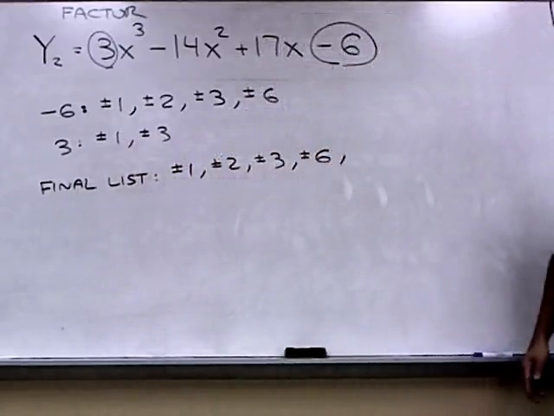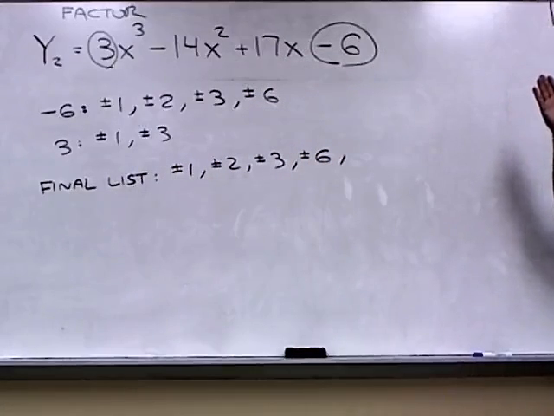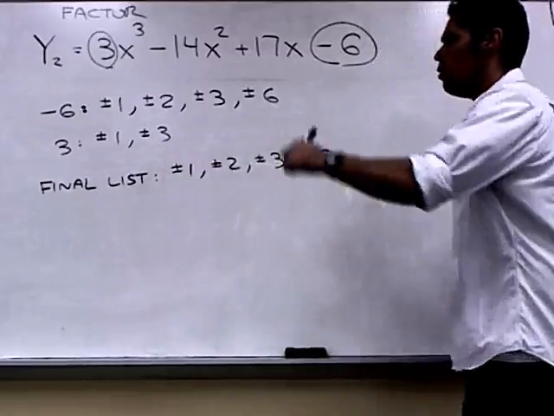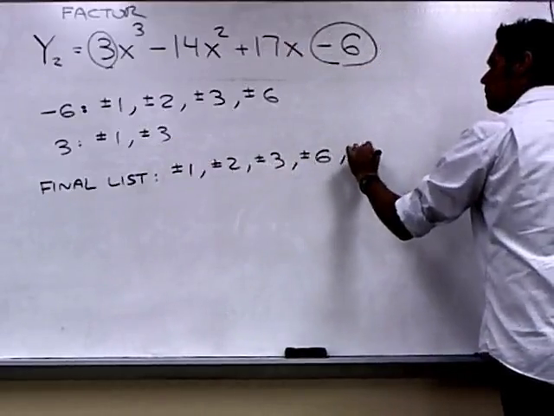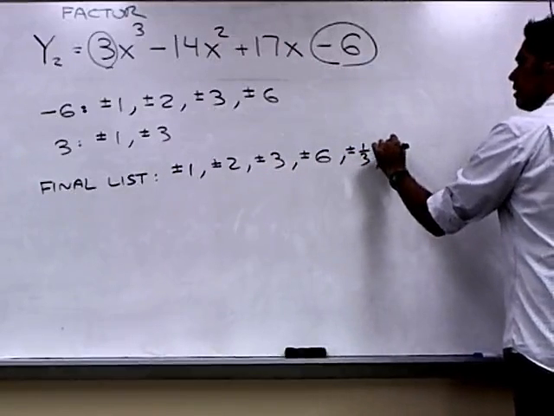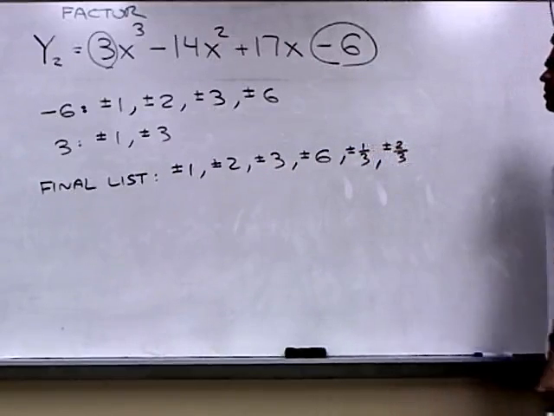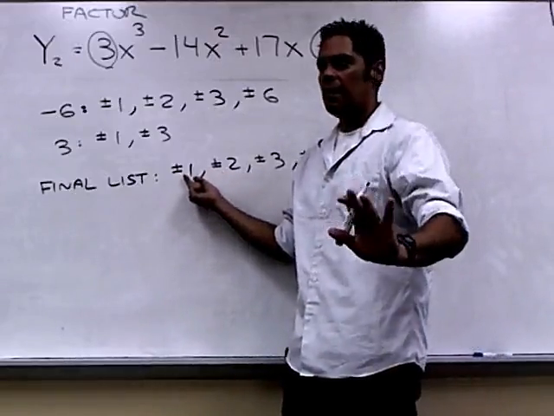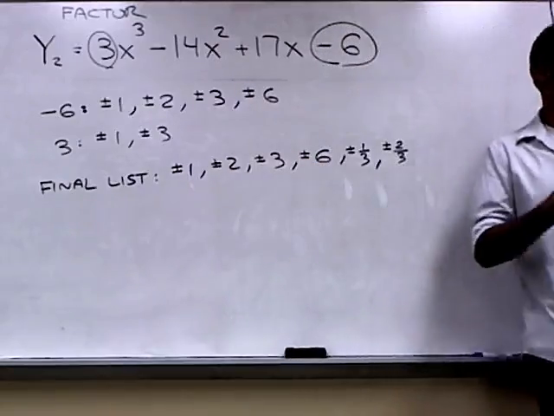But then added to that, it's all of those numbers over what? 3. The second number in this list. So 1 over 3 would be 1/3. What's 2 over 3? Well, that's 2/3. What's 3 over 3? 1, which I already have, right? So I don't need to write it again. What's 6 over 3? 2, which I already have.